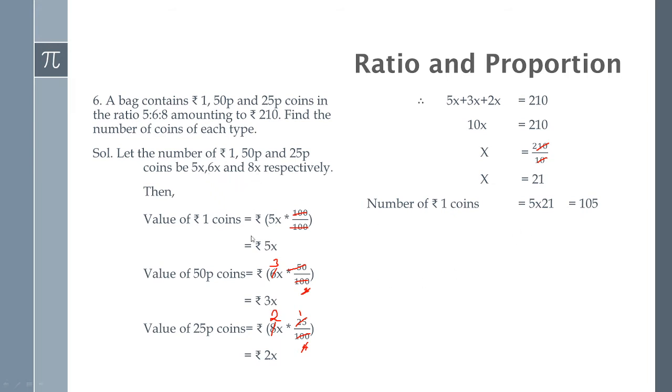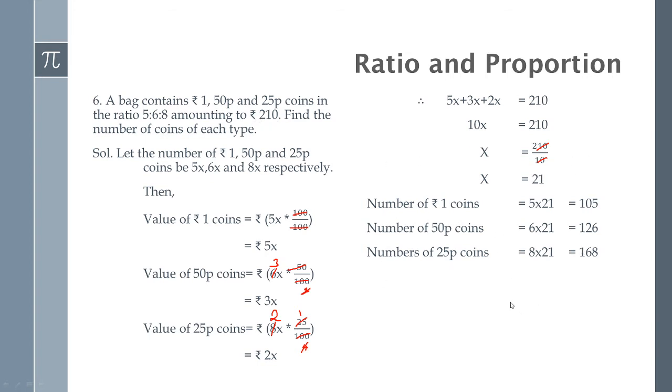We have to find out the number of coins present in the bag. So 5 into 21 is equal to 105. The number of 50 paisa coins is equal to 6 into 21, that is nothing but 126. The number of 25 paisa coins, 8 into 21 is equal to 168. Now you will be having a doubt whether these answers are right or wrong. Confusion. Now we need to compare the values. Compare the values means the total should be 210 rupees. Now how will you get it?